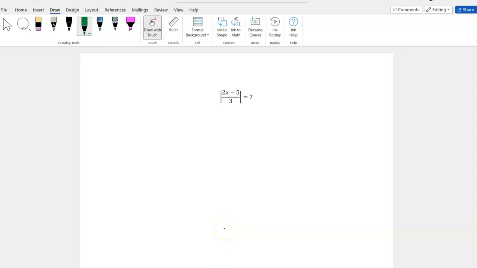Let's do an example with absolute value here. So we have our absolute value signs. And so what this means is what's in that absolute value sign, 2x minus 5 divided by 3, could be either positive or negative. We don't know which. So we have to create two versions.